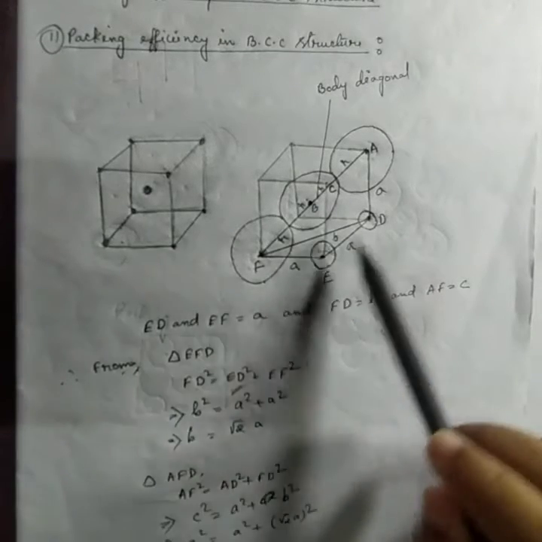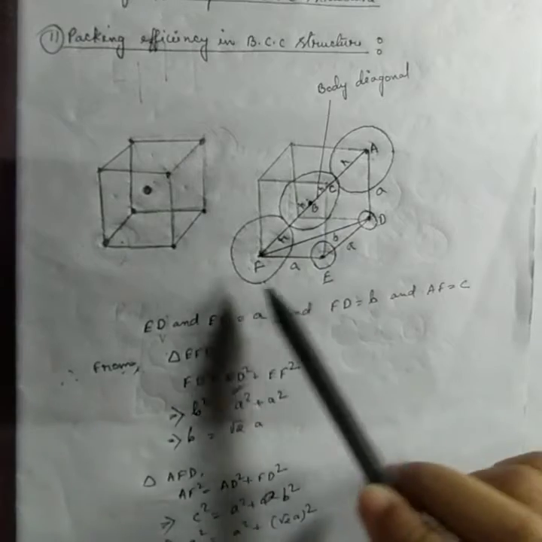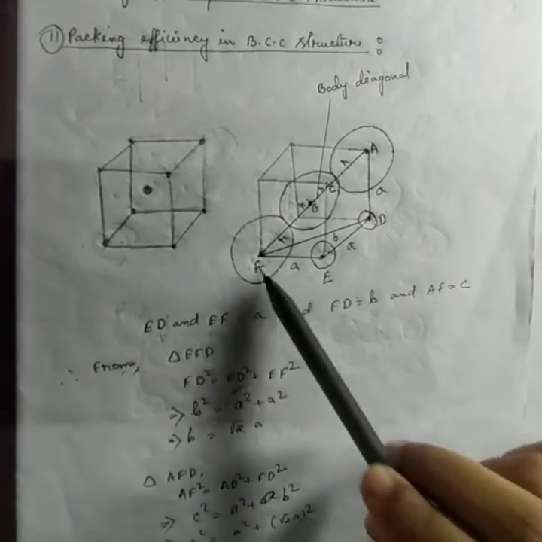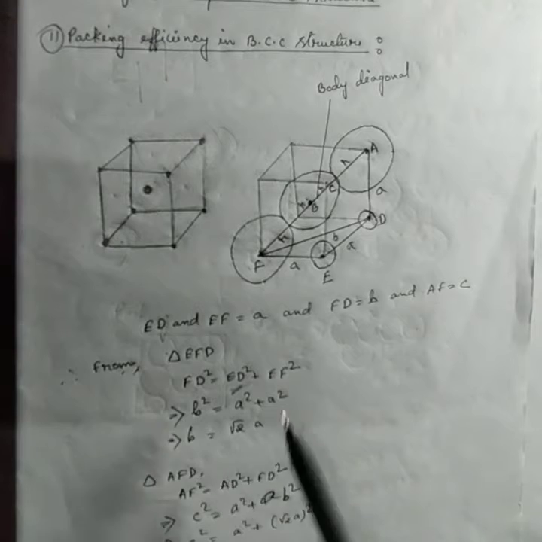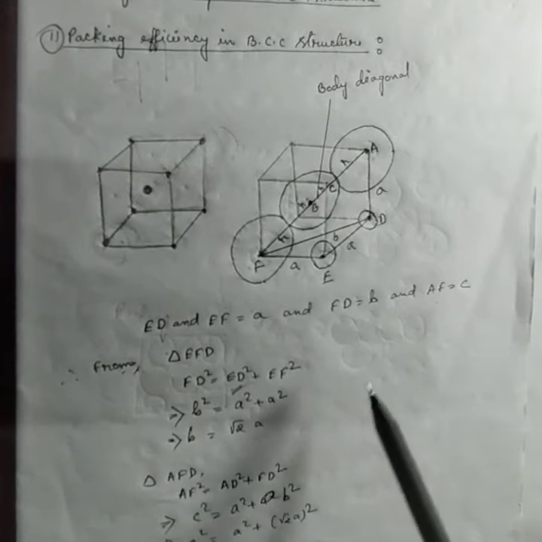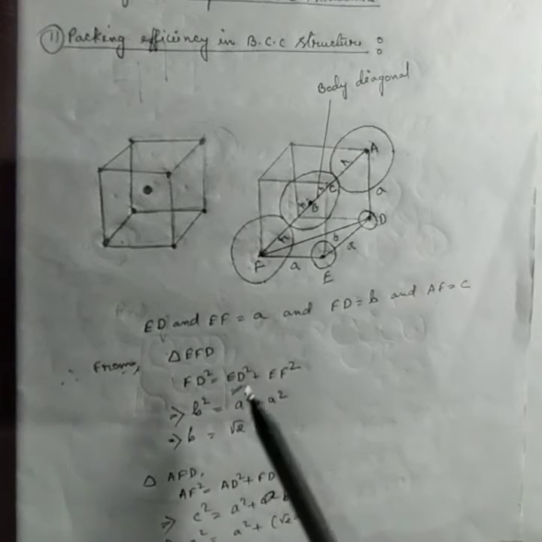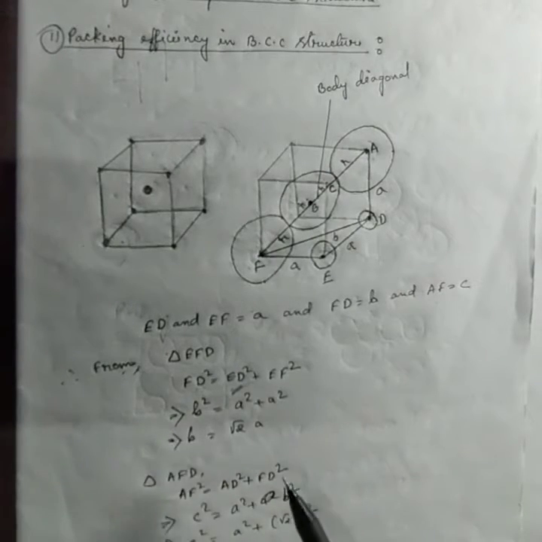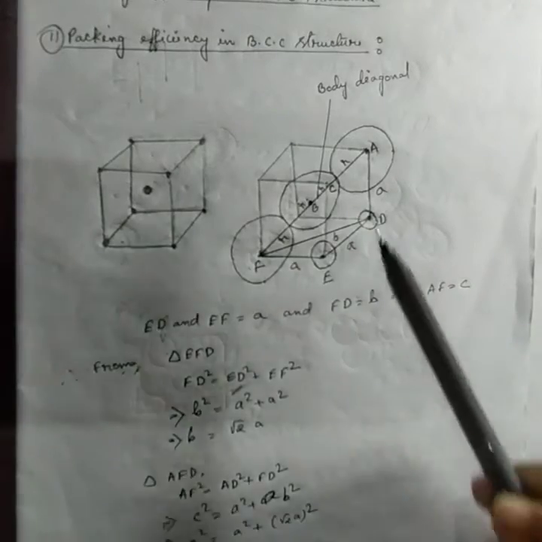Yes, so from this structure we got one triangle. What triangle? Triangle EFD. So by applying the Pythagoras theorem we can write what? FD square equal to ED square plus EF square. Now just put the values of FD, ED, and EF in this equation, then you will get the value of B as √2a.